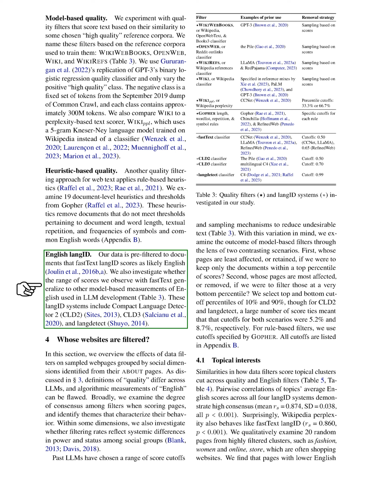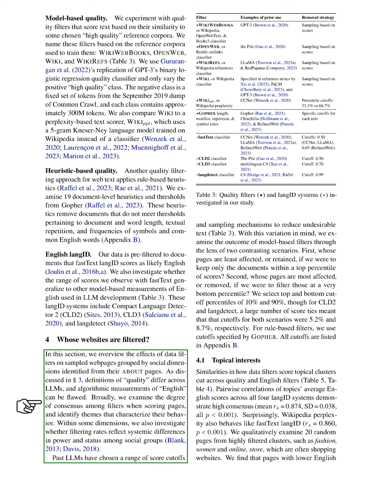Our data is pre-filtered to documents that are likely English according to the fastText lang ID system. We also investigate whether the range of scores we observe with fastText is consistent with other model-based measurements of English used in LLM development.